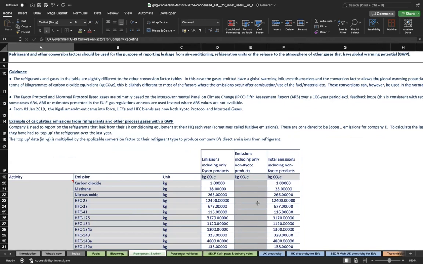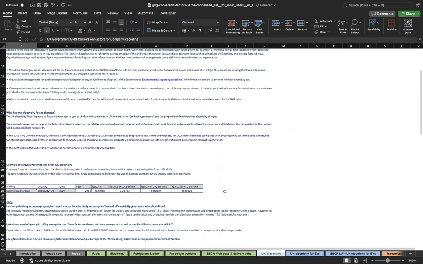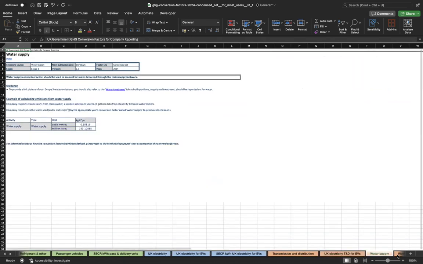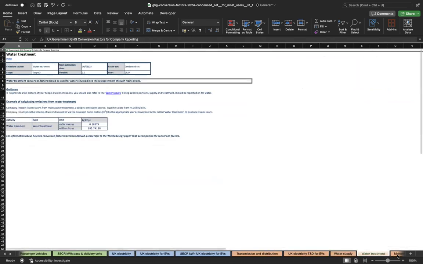We're talking about GWP. Yes, absolutely. This is an example of calculating emissions from refrigerant and other processes. The GWP is given as GWP. Then if you want specific measures for electricity, this data is available: SCR, transportation, transmission, distribution, water supply.